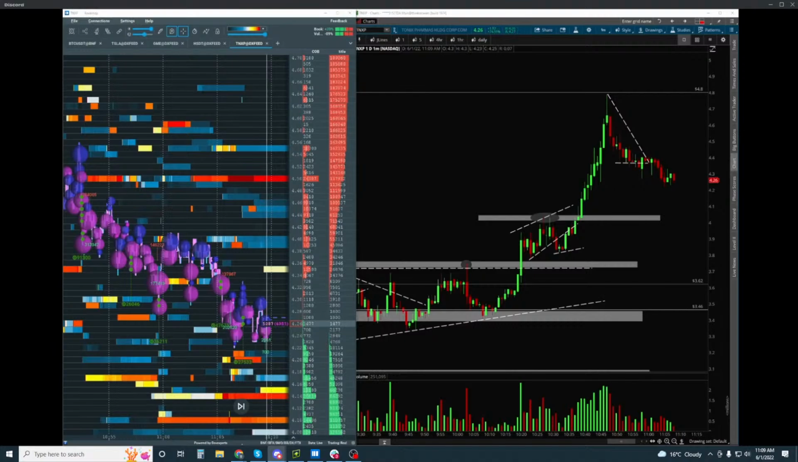So it's got to be, I mean, typically it relates to stop runs. The book sweep is a stop run, or someone exiting. A lot of times they could be entering, but why would they move it against them with that amount of size? So likely exiting.